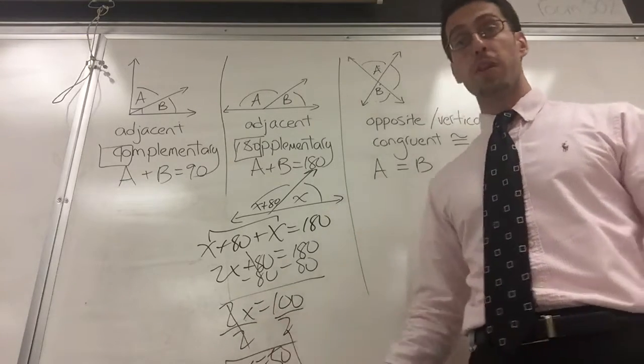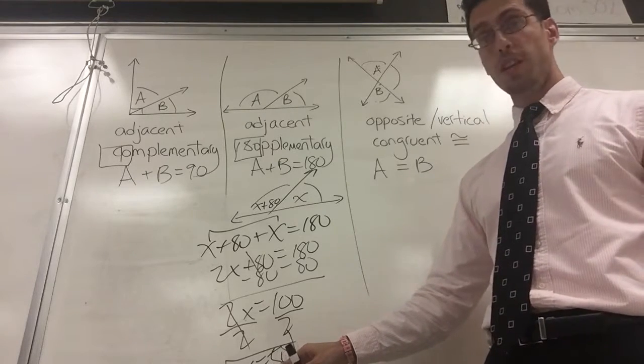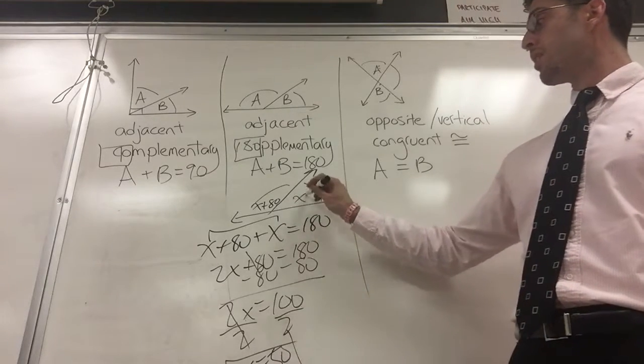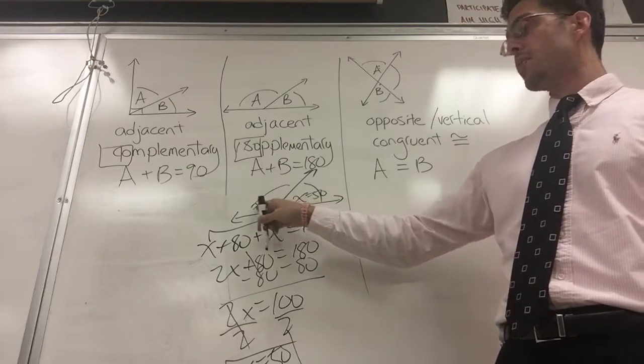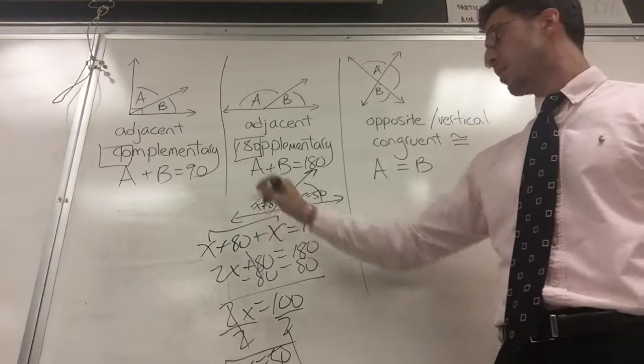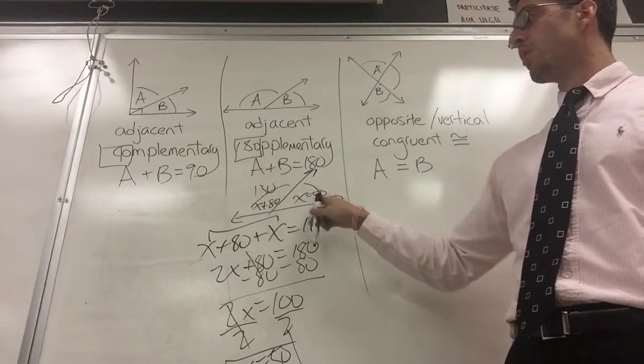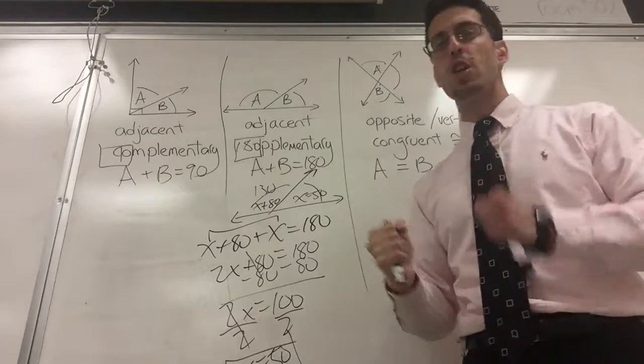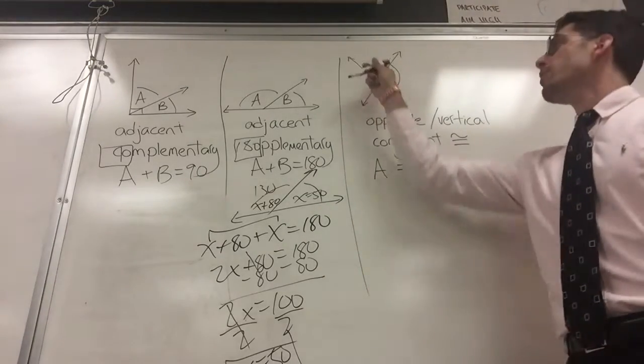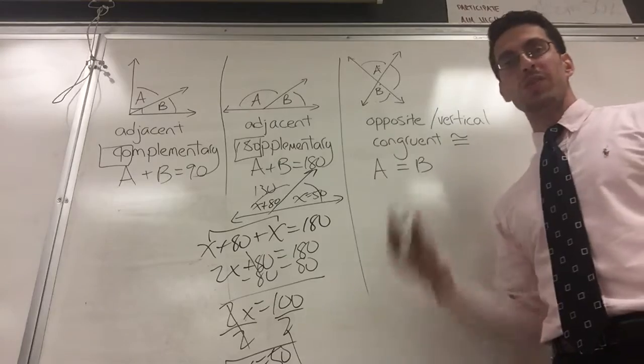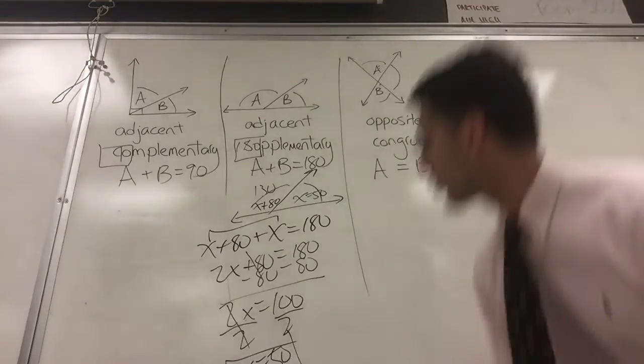Again, I encourage you to play that same game. Once you get the 50 here, go back and say, well, I guess this guy's 50, and this guy's 50 plus 80, whatever that is. I think it's 130, right? 130 and 50, does that add up to 180? Yes! Okay, next. If you're looking at vertical angles, I'm going to erase this again so you can see.